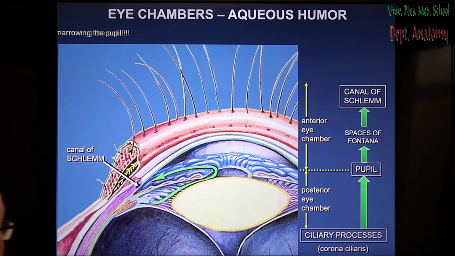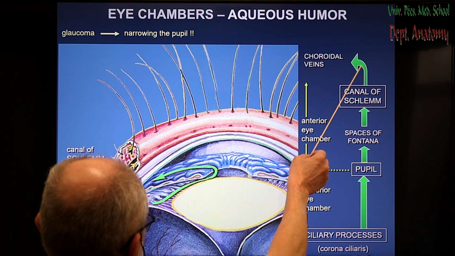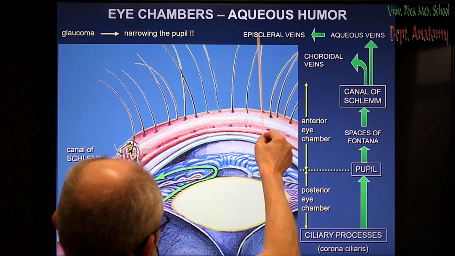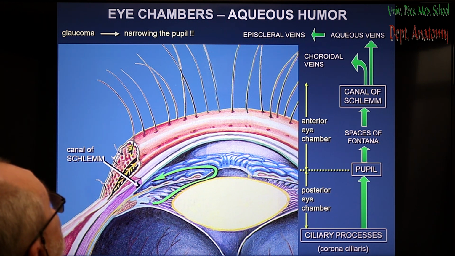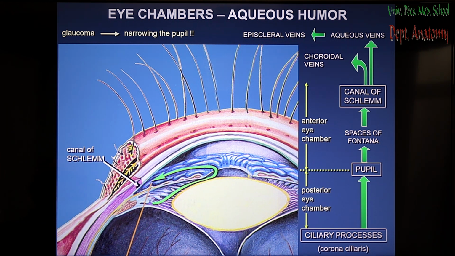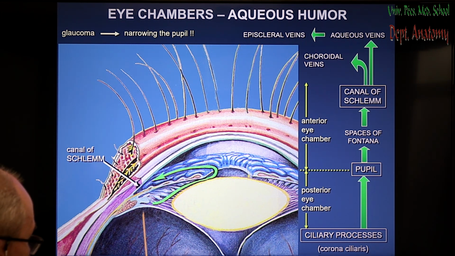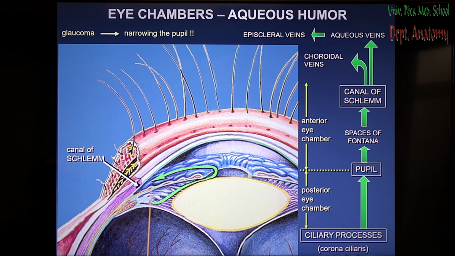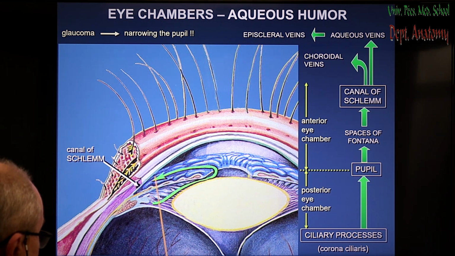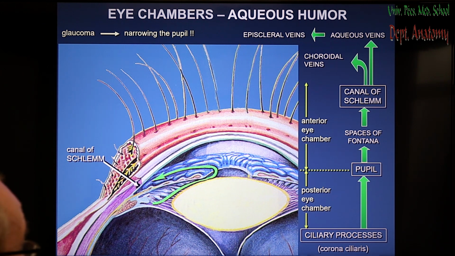From Schlemm's canal, the aqueous veins are the ones which transmit the aqueous humor into the episcleral veins, and a small volume can also be resolved through the tunica vasculosa, the choroidal veins. When there is compression of the tissue due to dilation of the pupil for a long time, the spongy part of the sclera gets compressed, and therefore the aqueous humor cannot leave the eye, and this is the reason the eye pressure gets increased, and of course it is not good for the very delicate layer of the retina. This disease is called glaucoma.